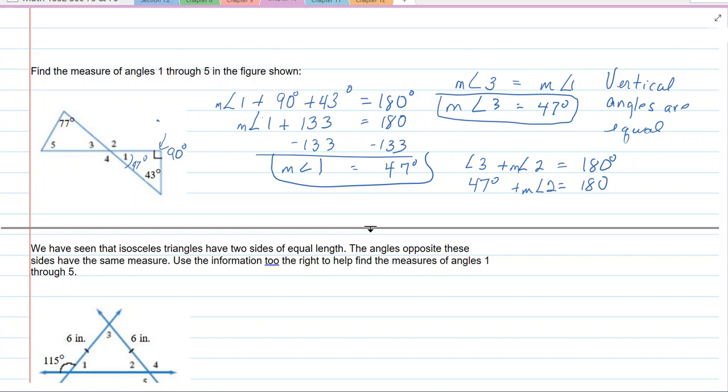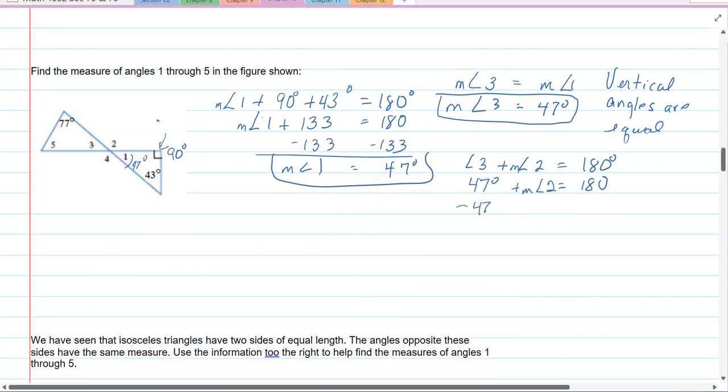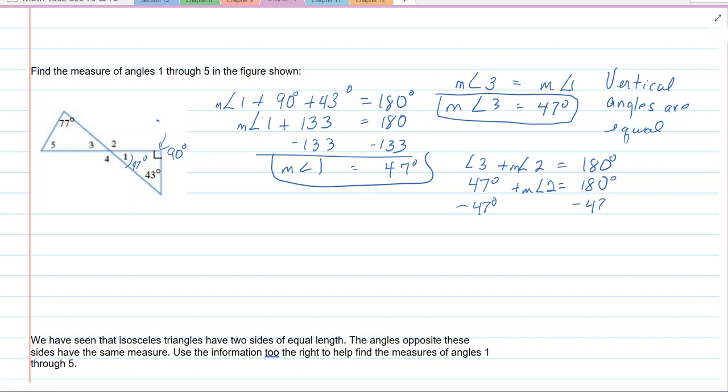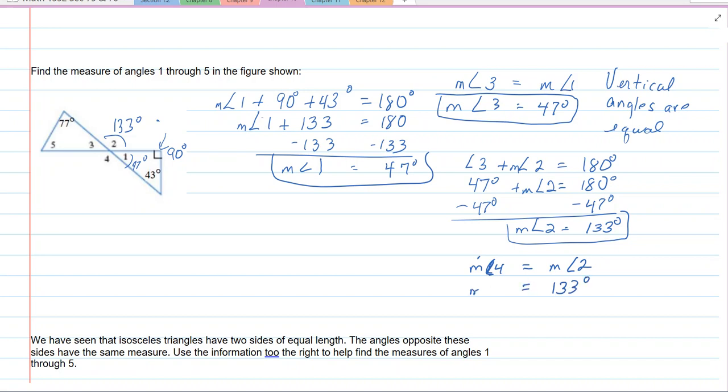So we're going to do the subtraction process to both sides. So we got measure of angle 2 to be 133. All right. So if I add the 47 to that, I get the 180 degrees. So this is 133 degrees. Well, the measure of angle 4, that's a vertical angle, is equal to the measure of angle 2, and angle 2 is 133 degrees, so the measure of angle 4 is 133. So now I have that one.